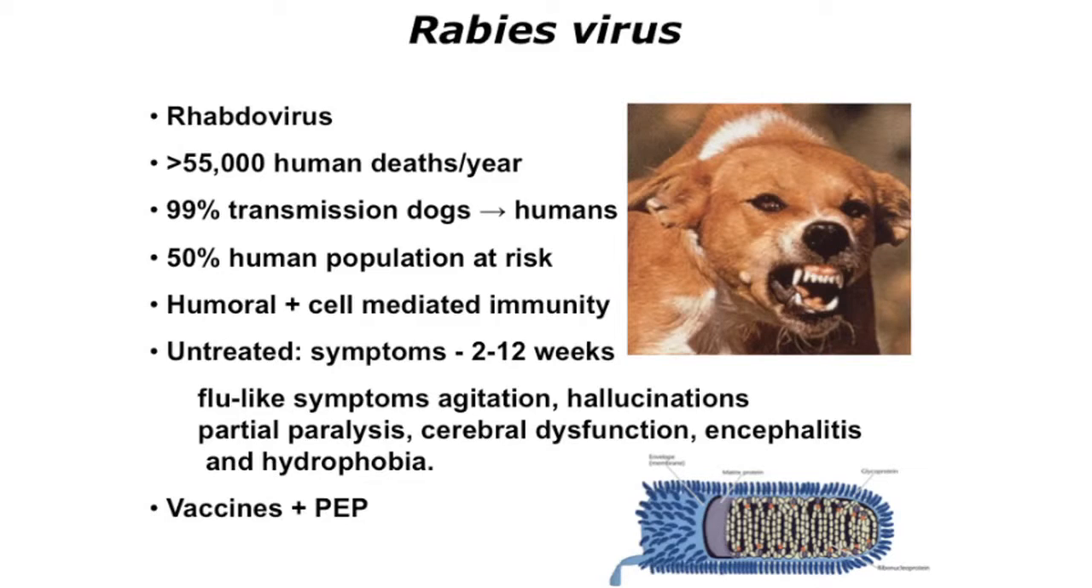I started by looking at rabies viruses. Rabies is a member of the Rhabdoviridae, a number of plant and animal viruses, and causes in excess of 55,000 human deaths each year. The vast majority of these are from infected dogs biting individuals, and a quite scary statistic I always find when I read it is that over half of the world's population live at risk of becoming infected, live in rabies endemic areas.